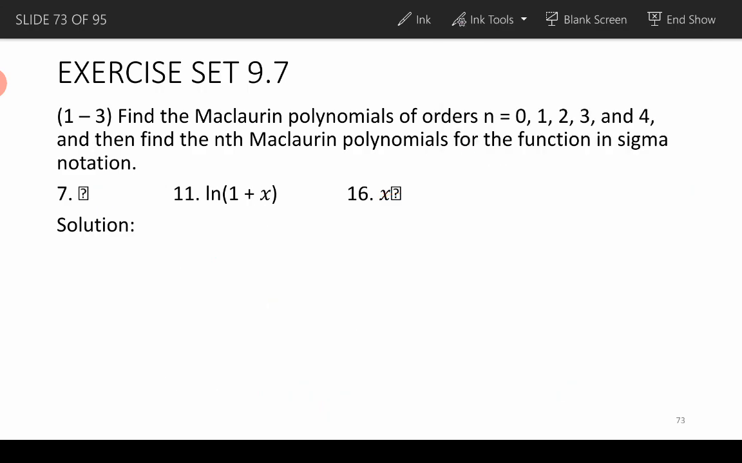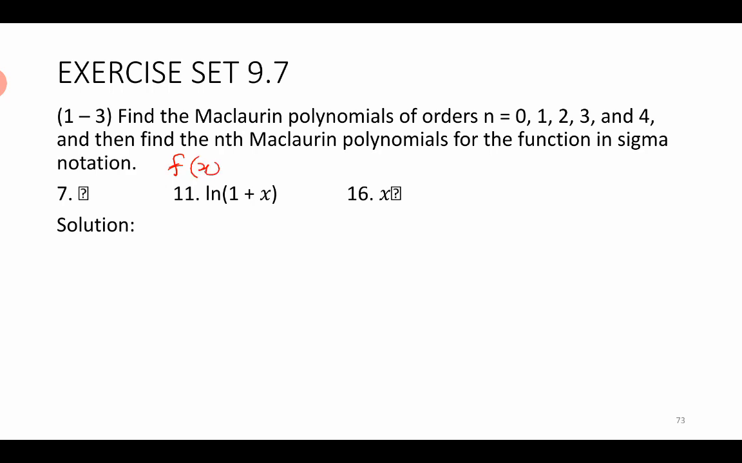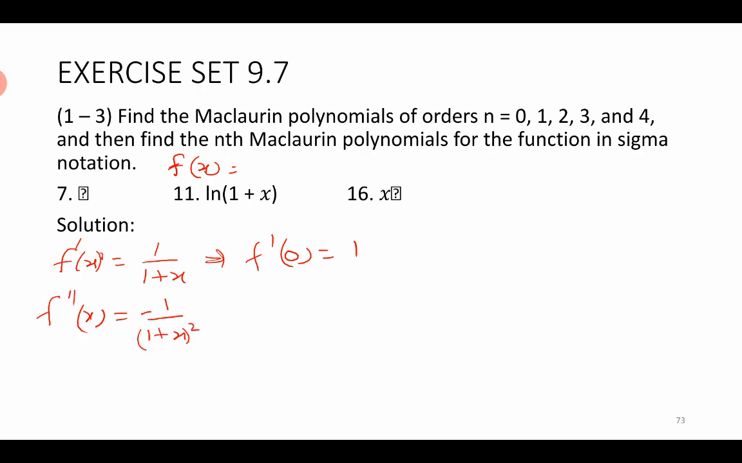What do you have? This is your f of x. First find 4 derivatives. f of x, okay, f dash of x is 1 over 1 plus x, and f dash of 0 is 1. f double dash of x is minus 1 over (1 plus x) whole square, and when you substitute 0, that is Maclaurin, f double dash of 0 is negative 1.